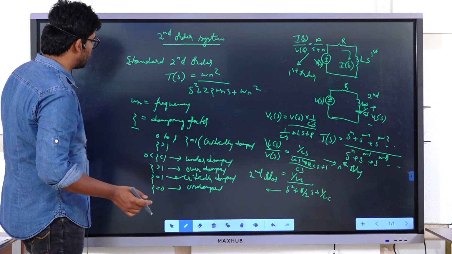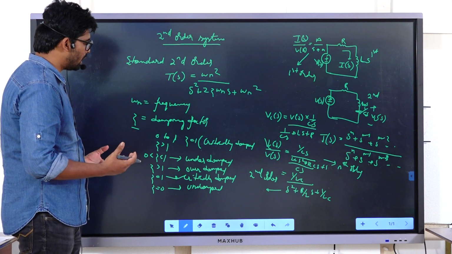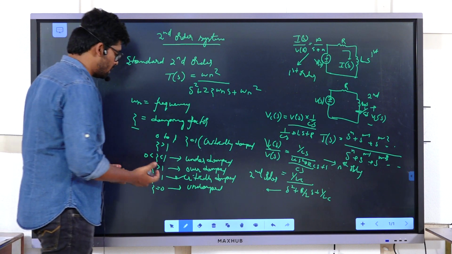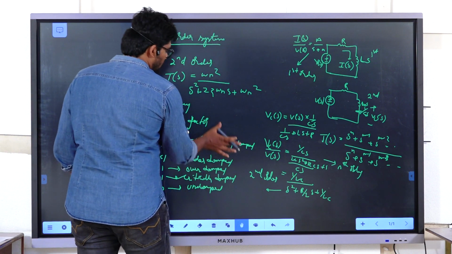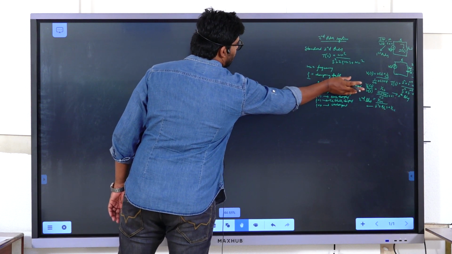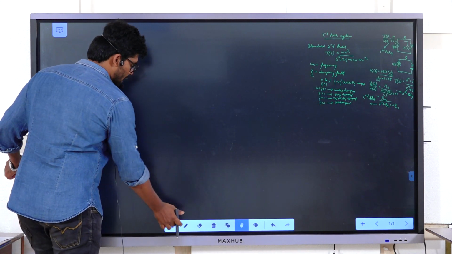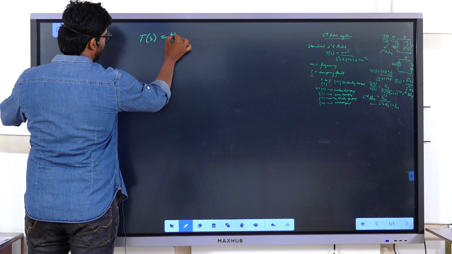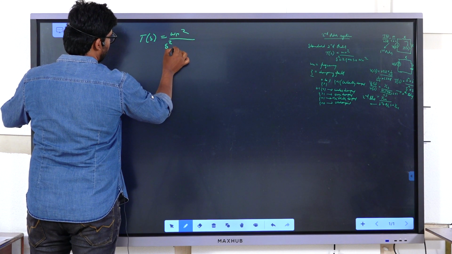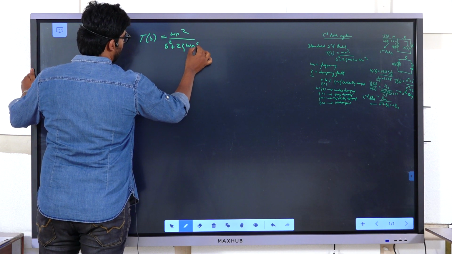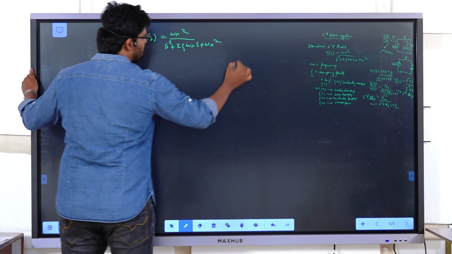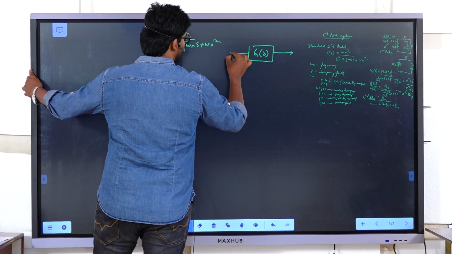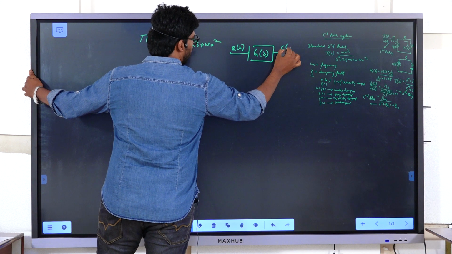So this is the standard transfer function. Let us see the response of this standard function for the standard input. As I said, with the damping the response will vary. I am taking the standard transfer function as omega n square divided by s square plus 2 zeta omega n s plus omega n square. Let us say this is the system transfer function G of s, giving the input R of s and taking the response C of s.